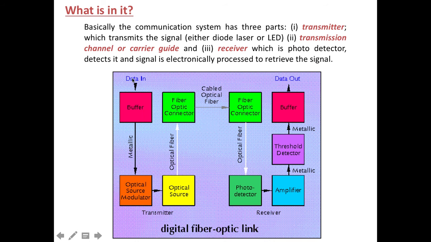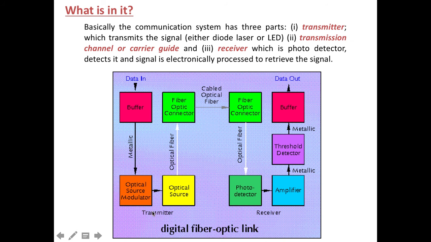If you look at the circuit, data in goes to a buffer, the buffer is connected by metallic wire, and it goes to the optical source modulator. The optical source modulator sends the signal to the optical source, and this optical source and optical fiber go to the fiber optic connector, from one fiber optic connector to another fiber optic connector, which is connected to the cabled fiber optics, and the signal is detected by the photodetector and amplified by the amplifier.